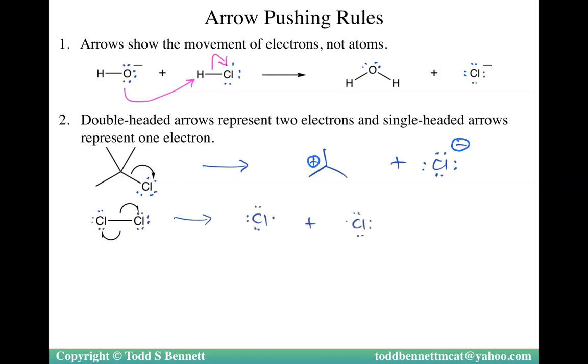In free radical chemistry, notice that these are single-headed arrows. So just one side, not both. That represents 1 electron. And if I really want to be accurate, I probably should start these a little closer to the actual pi bond, or sigma bond, excuse me.